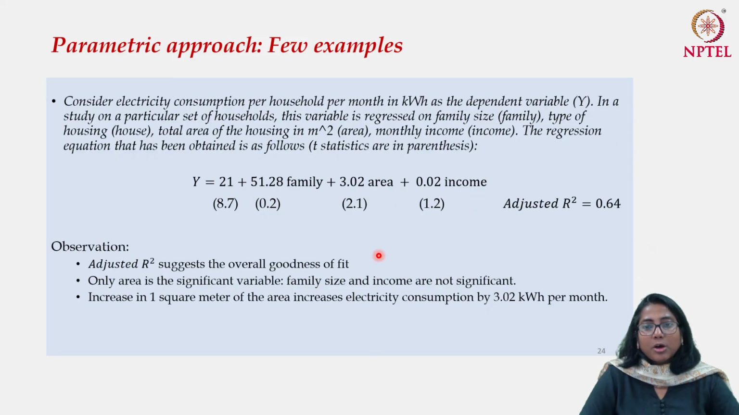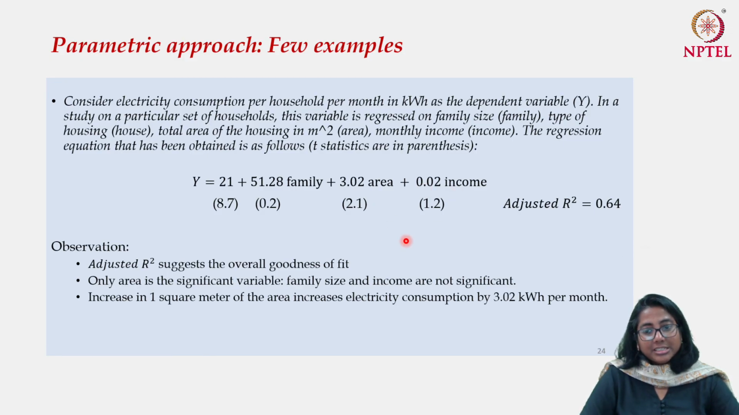So the overall goodness of fit is quite good. The second observation that we can make is that the values in parentheses are telling you the t statistic. You see only for area the t statistic is greater than 2, which implies area is the only significant variable explaining the per household electricity consumption, and neither family size nor income is significant.